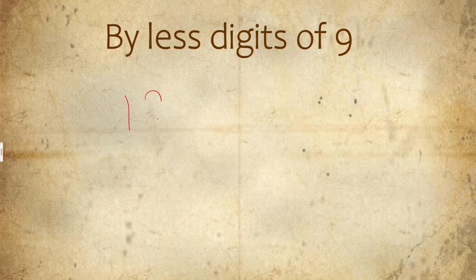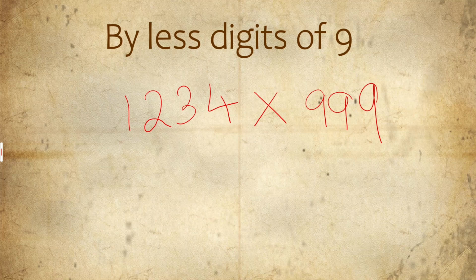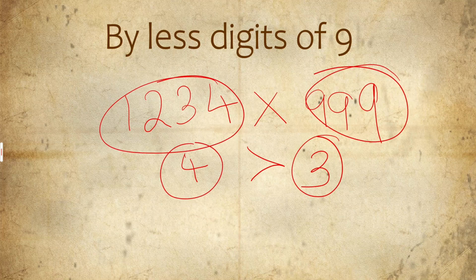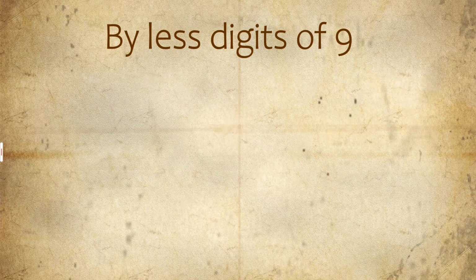So suppose again, if I have 1234, I can multiply it by 9 or 99 or 999 because that is going to be smaller than the number that we have over here, that is 3, right? So 1234 has 4 digits. On the other hand, 999 has 3 digits, which is lesser than the number of digits this number has, right? What it basically means is that the number of digits of 9 should be lesser than that.